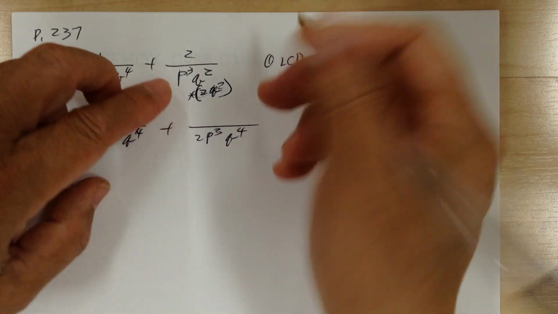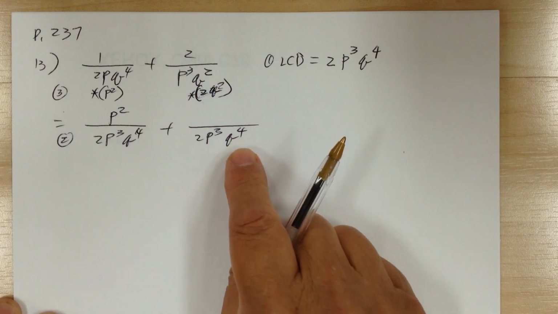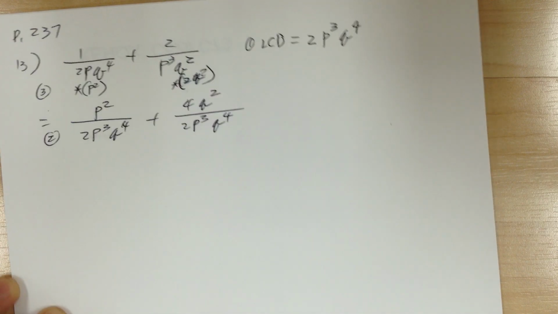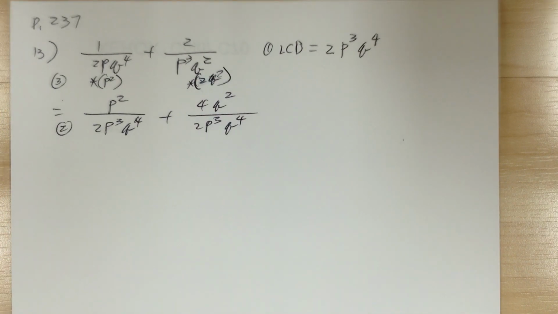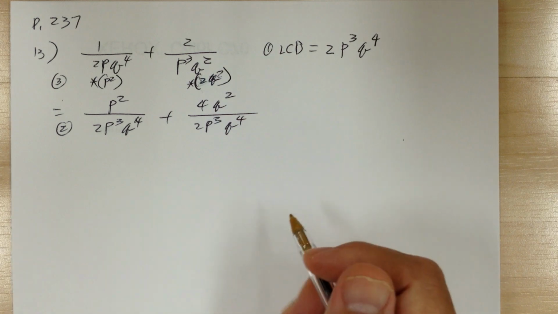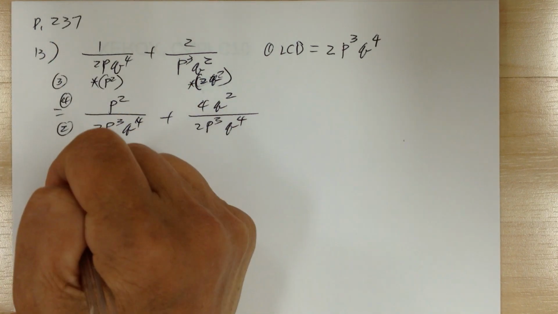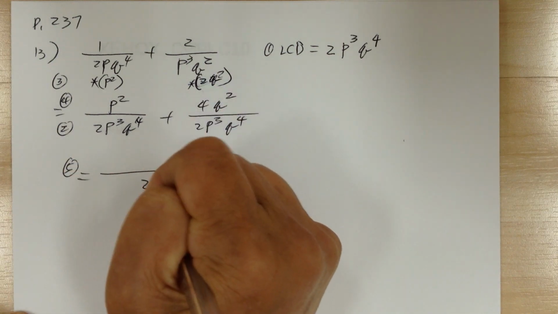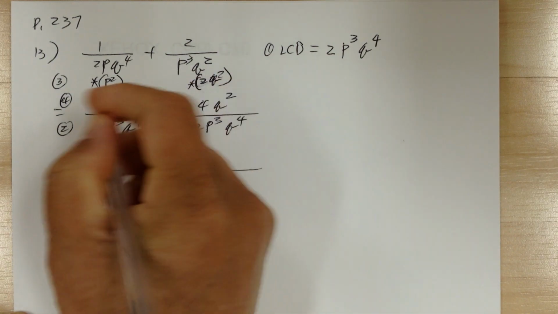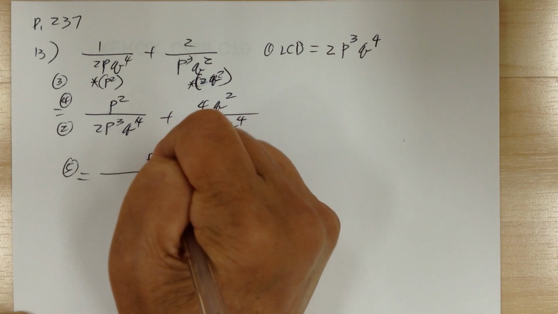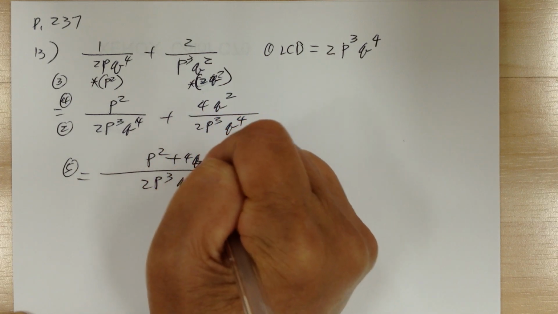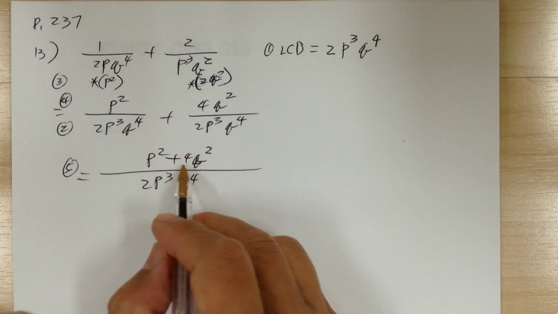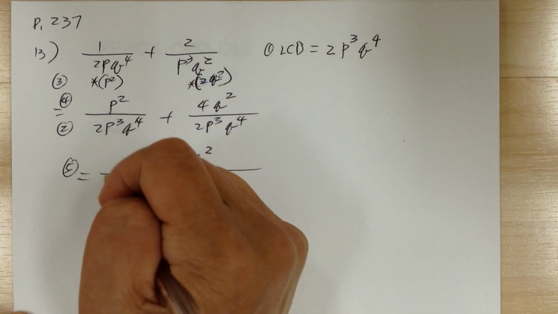Okay, double check. So 2P cubed. So when you multiply, you're going to get 4Q squared. So that's your step 4. Then step 5, you can get everything together. So it would be 2P cubed Q to the 4. And you add everything together, it would be P squared plus 4Q squared. And this one you cannot factor because it's addition, so nothing can be done, so that's it.